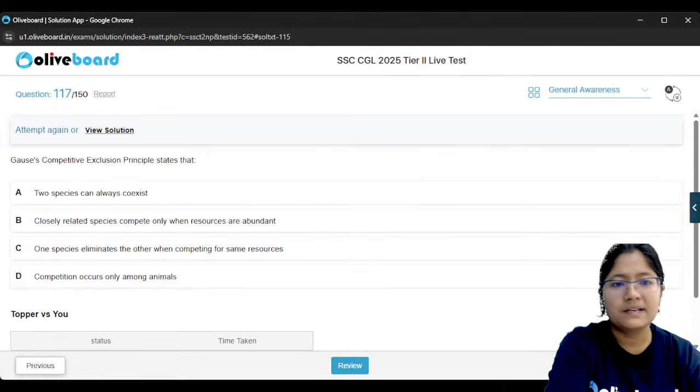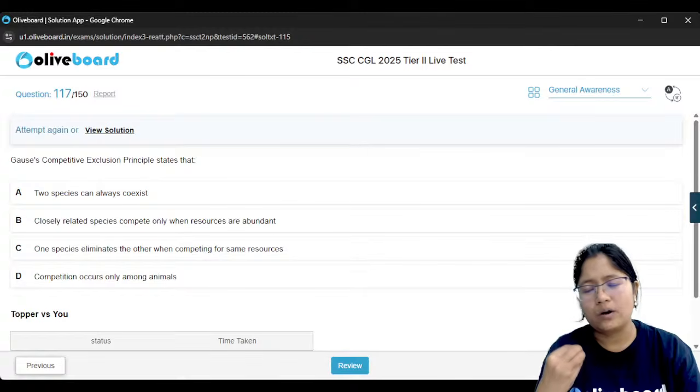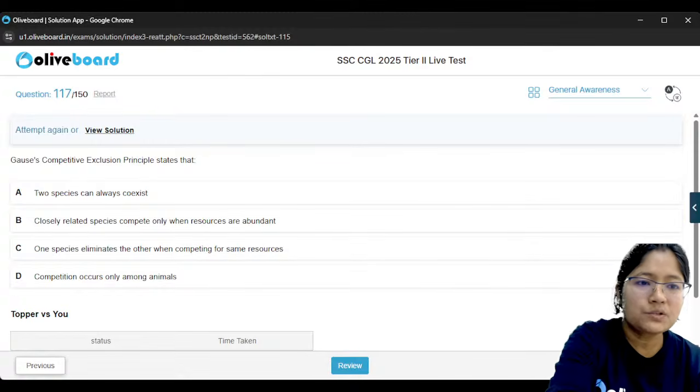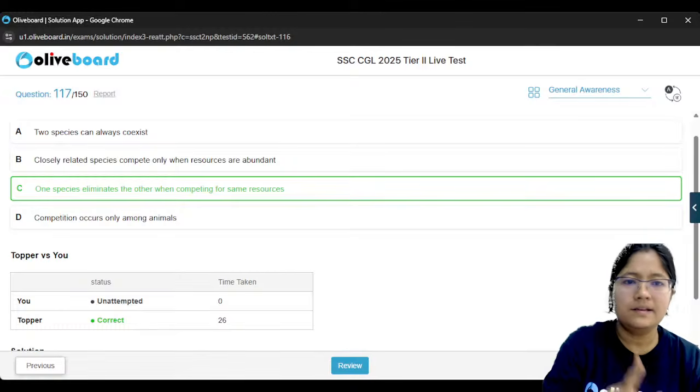Competition occurs only among animals? It occurs among plants as well. There are orchids that act as parasites, right? So C is the correct answer here.